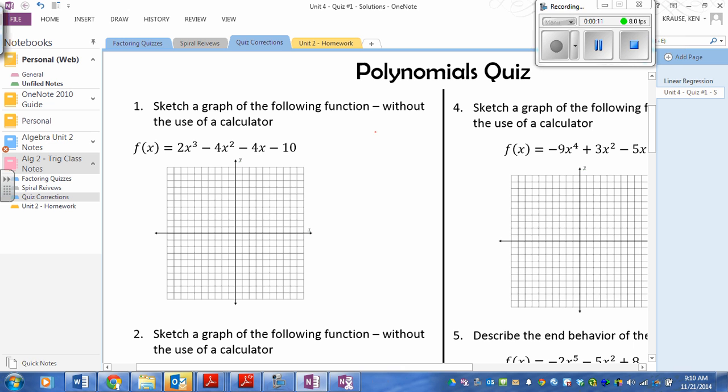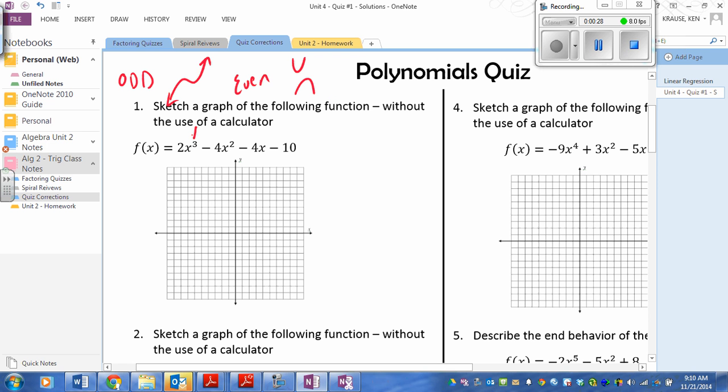Again, you've got to remember odds or evens. Odds are going to look like this. Odds are going to have up and down squigglies. Evens are either going to be up or down, so we have to decide there. But the thing about evens is they're pointing in the same direction.